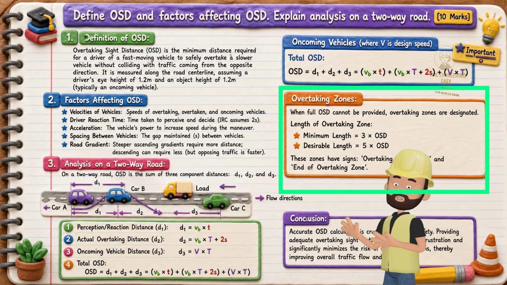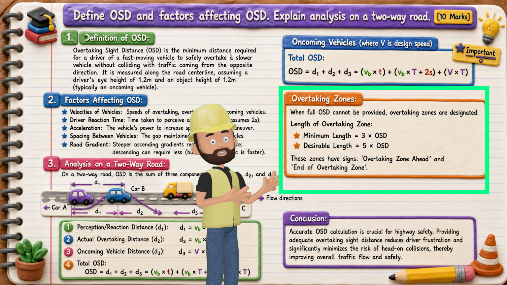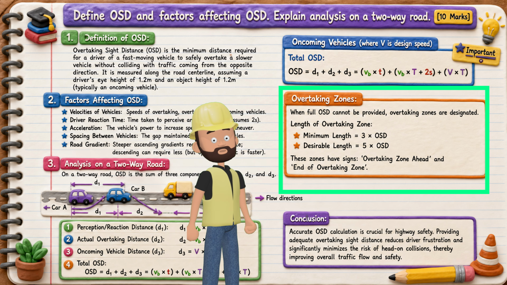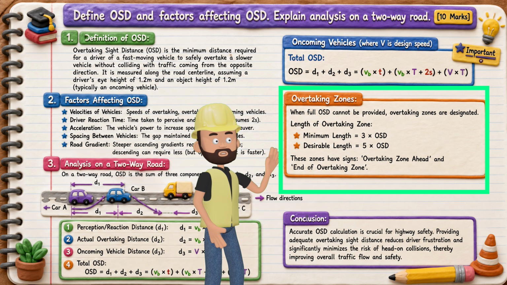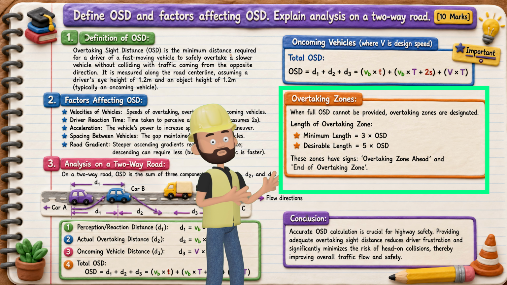Overtaking zones. In situations where the full overtaking sight distance cannot be physically provided on the road, engineers designate specific overtaking zones instead. Length of overtaking zone. There are two standards for the length of the zones. The minimum length is 3 times the OSD, and the desirable length is 5 times the OSD. The zones are clearly marked with signs reading overtaking zone ahead and end of overtaking zone to guide drivers safely.